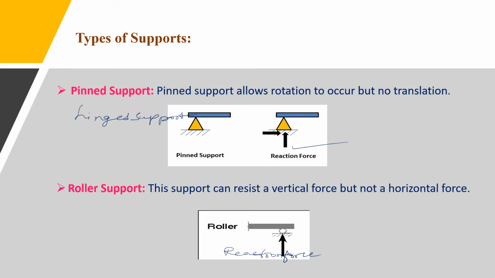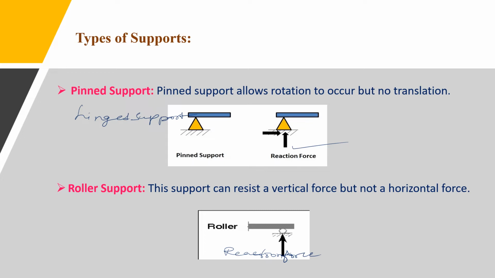The best example for this roller support is roller skates. The roller skates resist the vertical loads of the person standing on it. When lateral loads are applied by the person, then it starts translating. The translation is due to its inability to resist the lateral loads. This is about roller support.